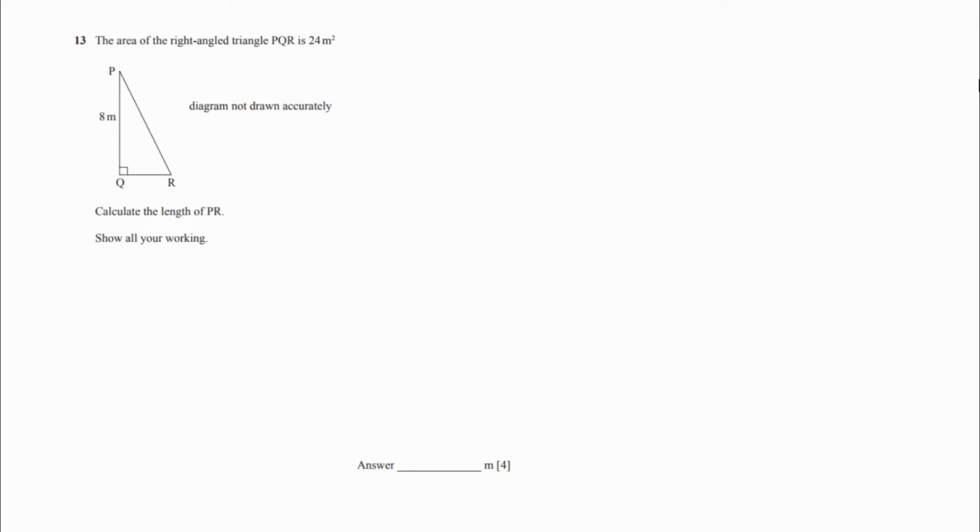Question 13. The area of a right angle triangle PQR is 24 meters squared. Calculate the length of PR. Show all your working. Okay, so the area of a right angle triangle is height times base divided by 2 as always, but in this case height and base are the sides of a right angle triangle. So we can say that 24 equals PQ times QR divided by 2.